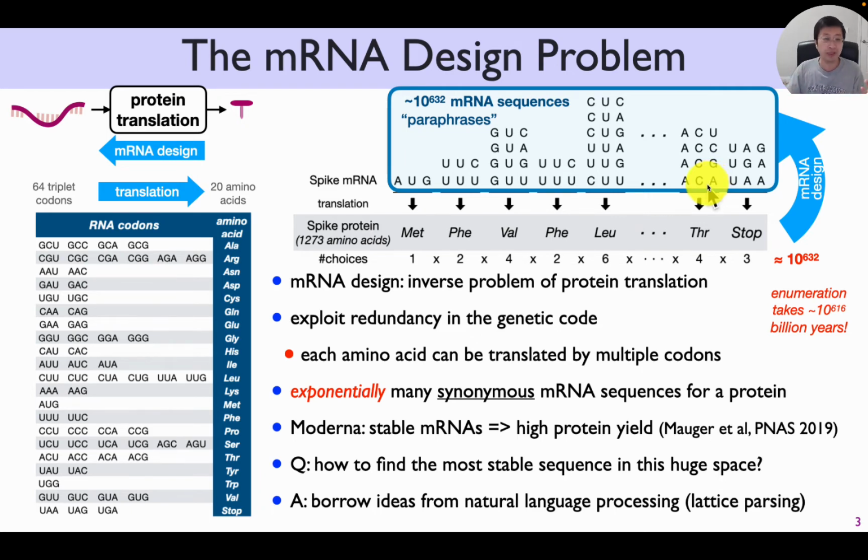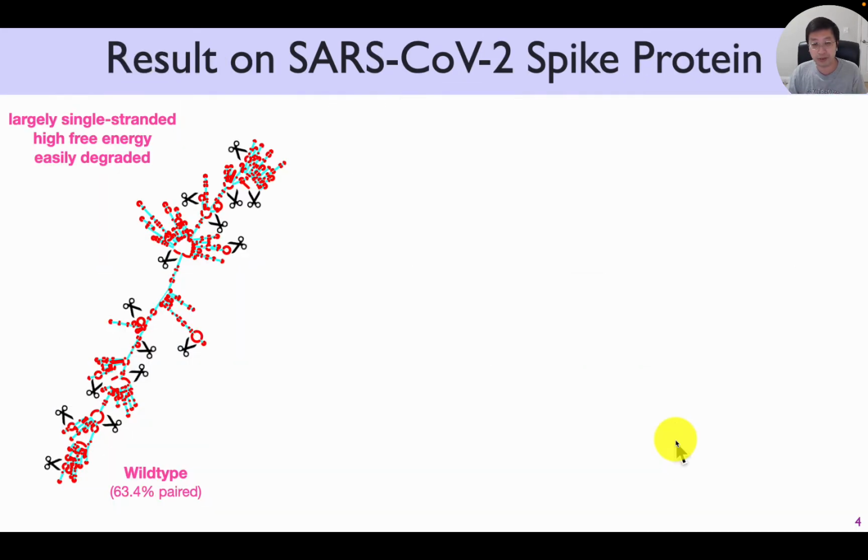But which one should you use? Well, Moderna's paper right before the pandemic suggested that you should choose the most stable mRNA because that would produce the most amount of the protein. But the question is really, how do you choose, over this humongous number of candidates, the most stable one? You cannot enumerate them one by one, that would take billions of years. So you borrow ideas from natural language processing, which reduce it to a problem solved 60 years ago, before the pandemic, called lattice parsing, which I will not go into any details. I will just show you the results.